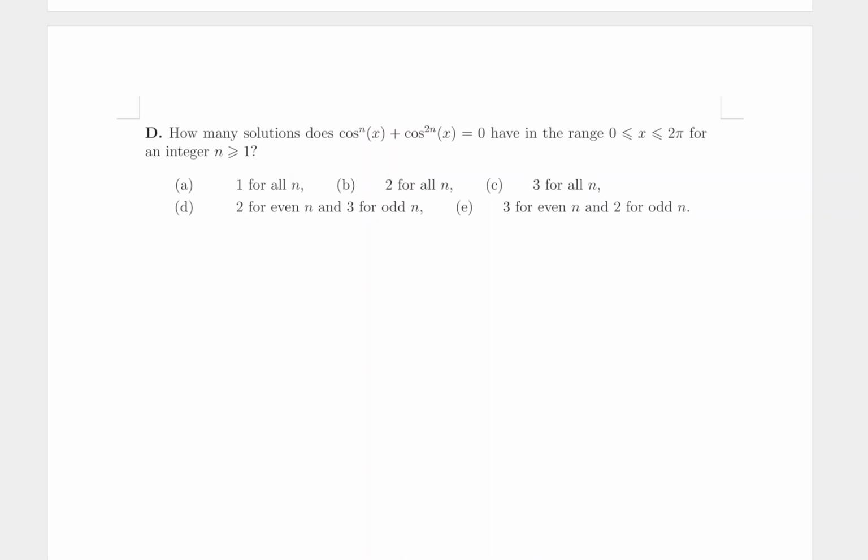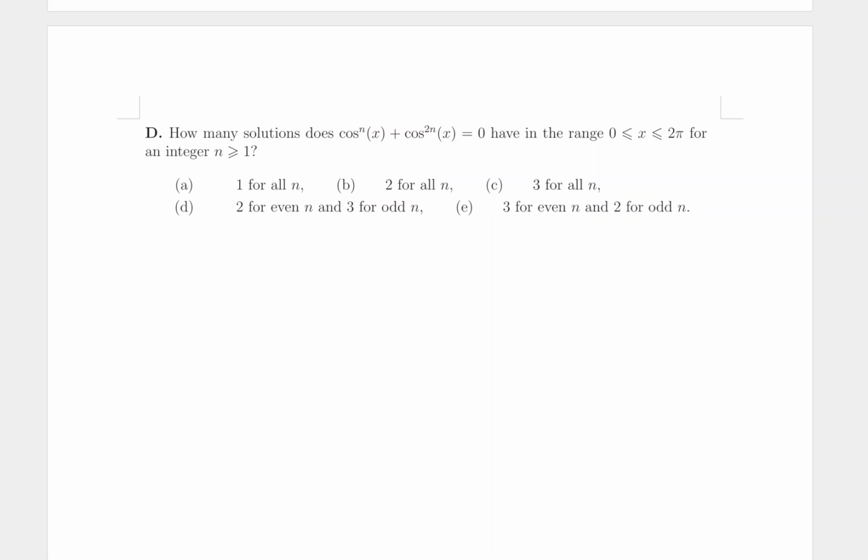Okay, question 1D is actually quite fun. So, how many solutions does cos^n(x) + cos^(2n)(x) = 0 have in the range from 0 to 2 pi for an integer n greater or equal to 1? Okay, so, the trig equation, right? And it's sort of a quadratic equation in some sense because there's a 2.